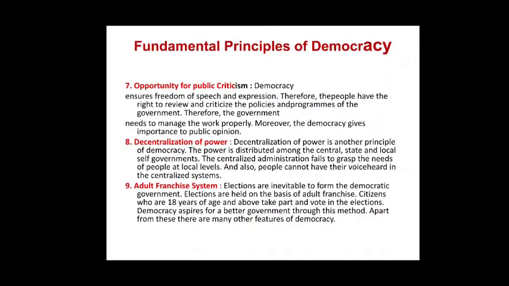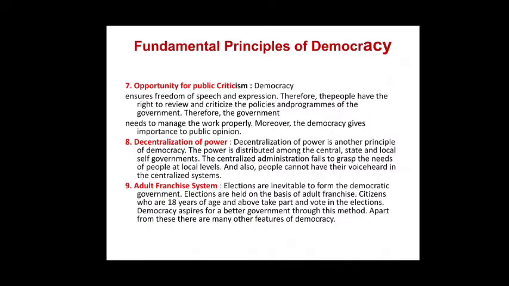Next, opportunity for public criticism. Democracy ensures freedom of speech and expression. Therefore the people have the right to review and criticize the policies and programs of the government. Therefore the government needs to manage the work properly. Moreover, democracy gives importance to public opinion.